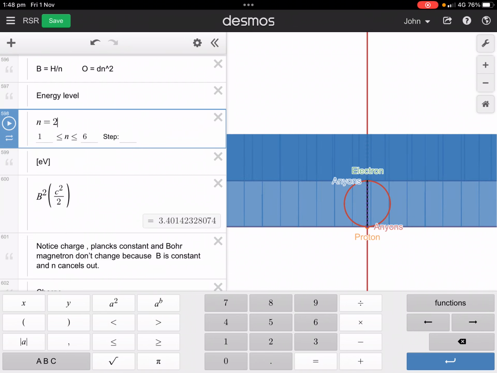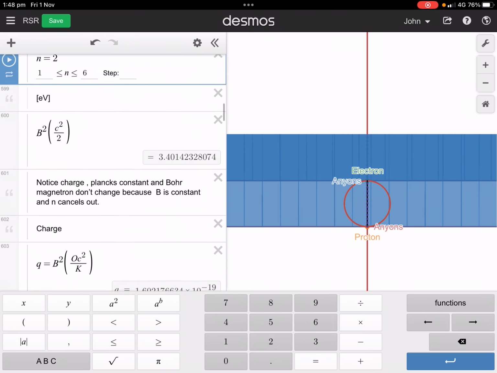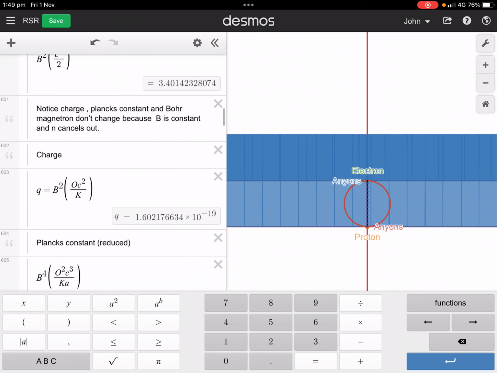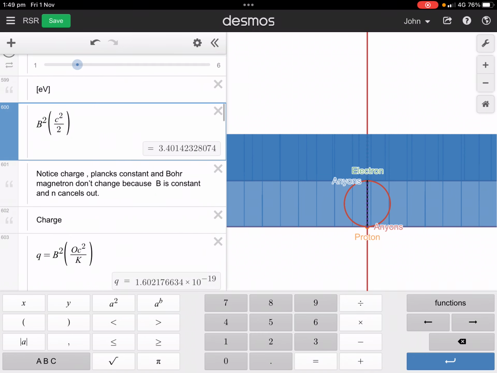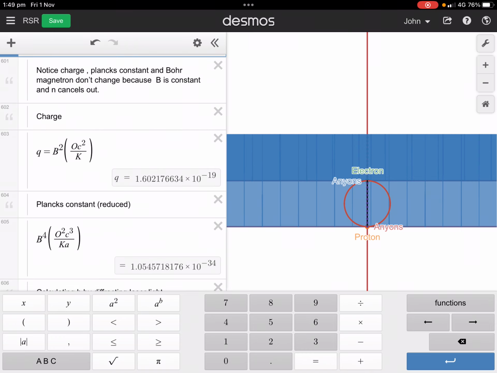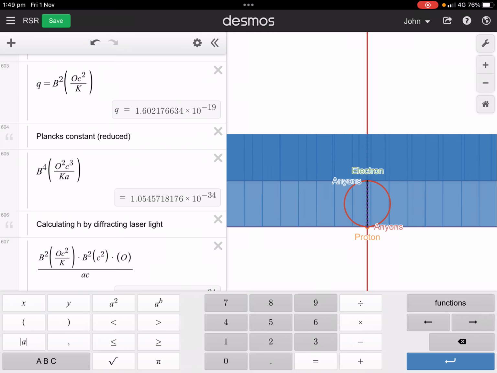And the reason is the magnetic vector potential doesn't change for the entire periodic table. In other words, for all of chemistry. So at level 2 you've got a voltage of negative 3.4. The charge doesn't change. Planck's constant doesn't change.